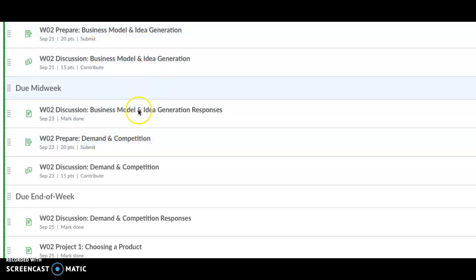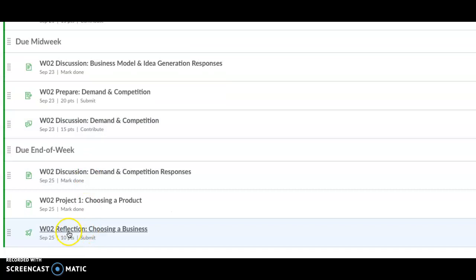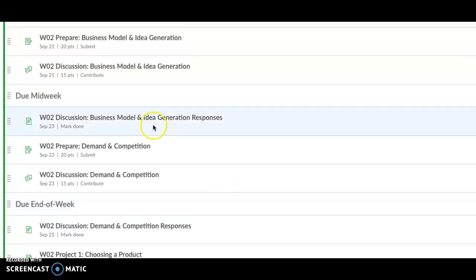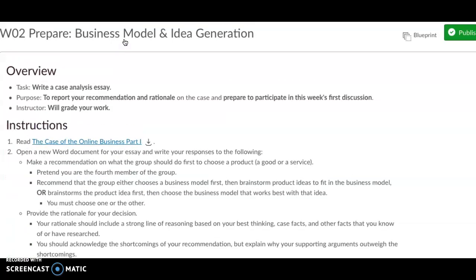This week will kick off this pattern we follow each week, where you have 2 assignments. We call them prepare assignments, and then you've got 2 discussion boards, and then at the bottom you've got your weekly reflection. Project 1 is thrown in here, and you'll have 6 projects spread throughout the course. We'll get into the first assignment, and I'll walk you through your responsibilities here.